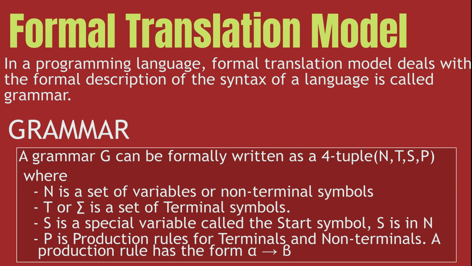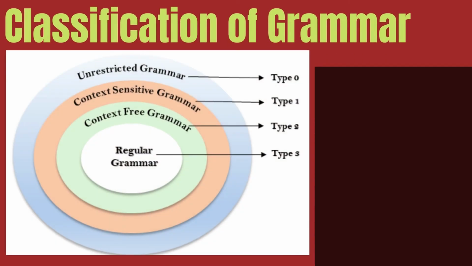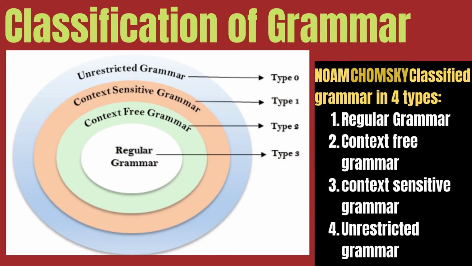symbols, T stands for terminal symbols, S is a start symbol that begins the formation of expression, and P is the collection of production rules using both terminal and non-terminal symbols. Now, let's look at how the grammar is classified. According to Noam Chomsky, a grammar can be categorized in 4 types, namely regular grammar, context-free grammar, context-sensitive grammar, and unrestricted grammar.